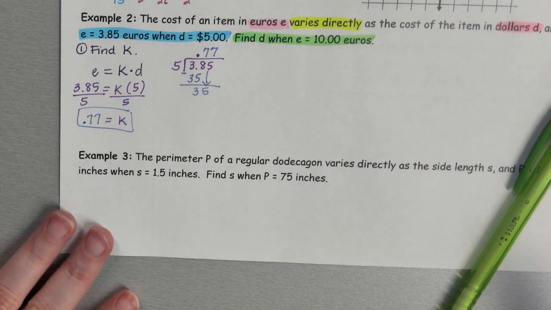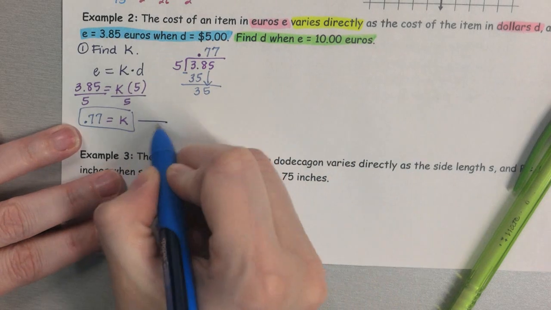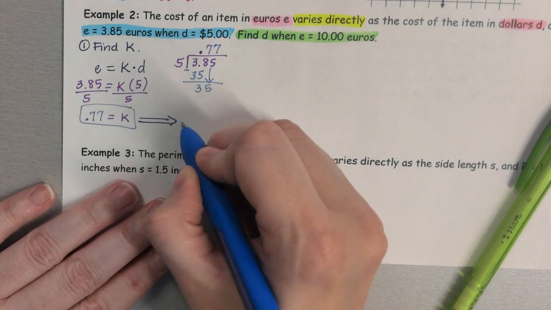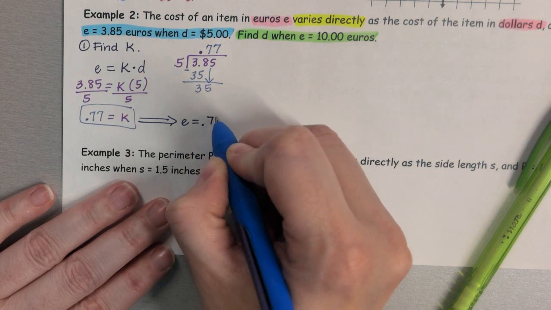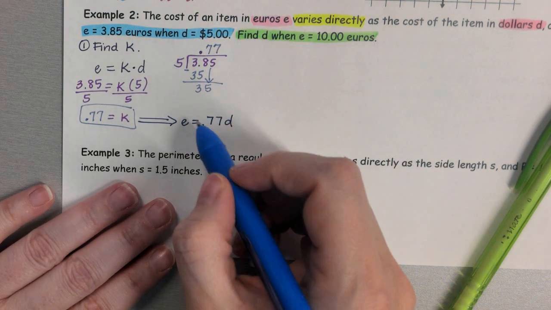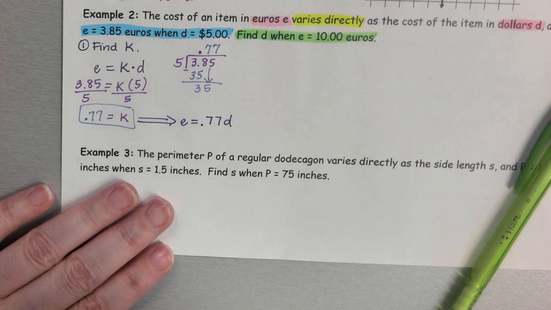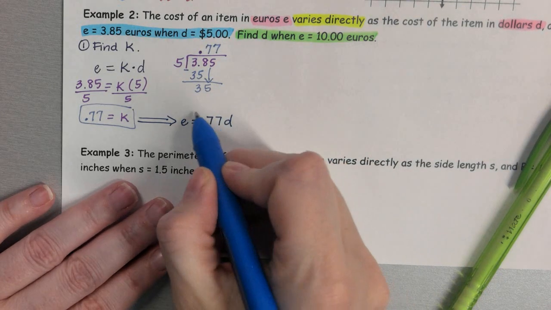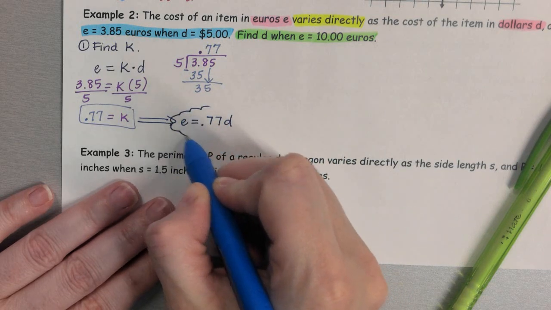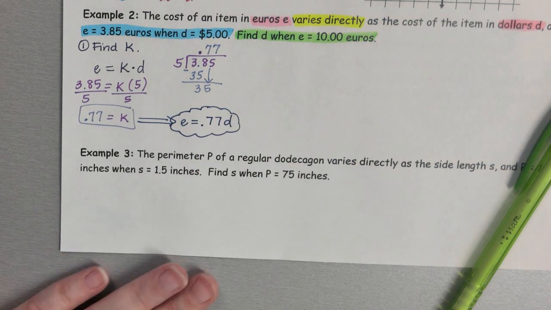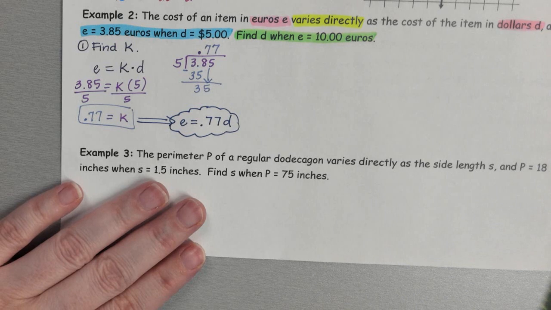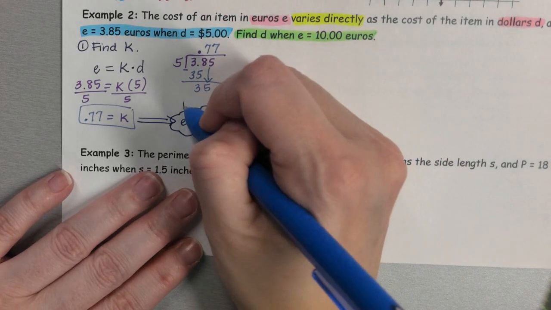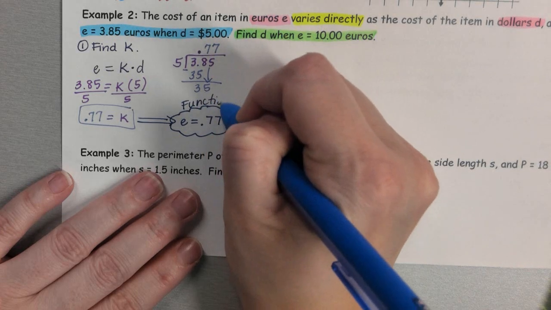So now we're going to write the equation, okay? So once you know what the K value is, it's E equals 0.77D. Okay, so for every dollar, that's going to equal 0.77 euros. Okay, that's your function. Just going to label that.